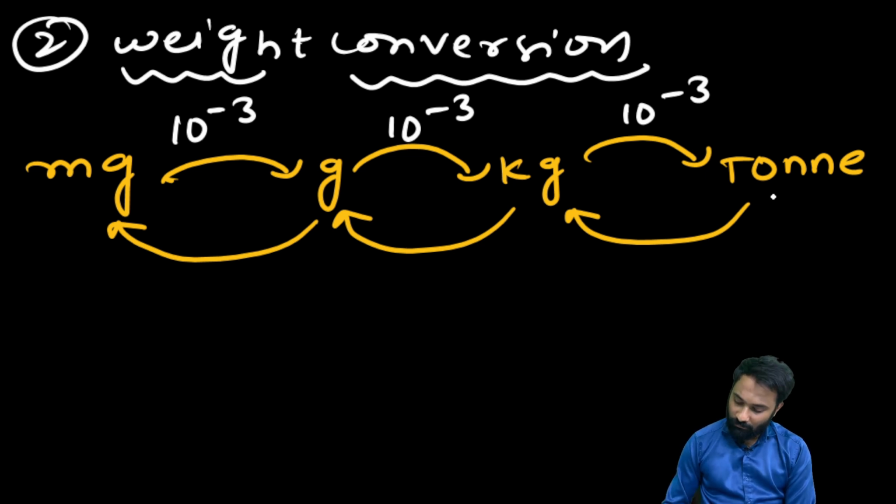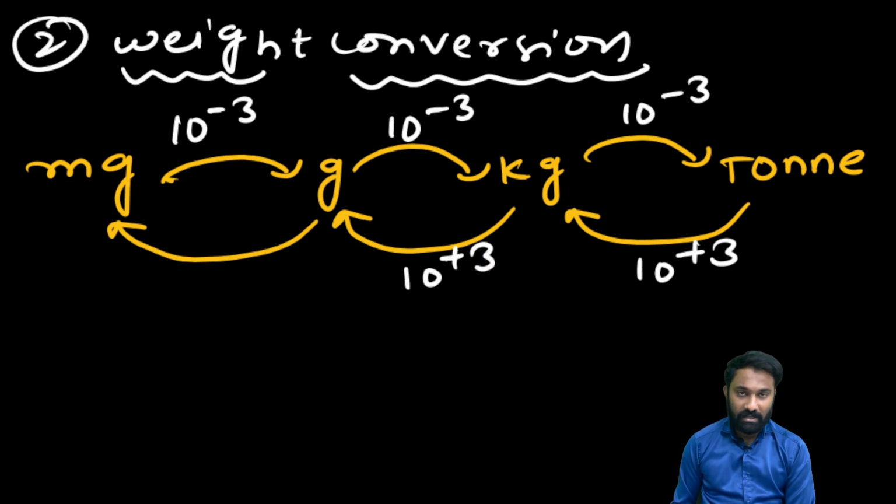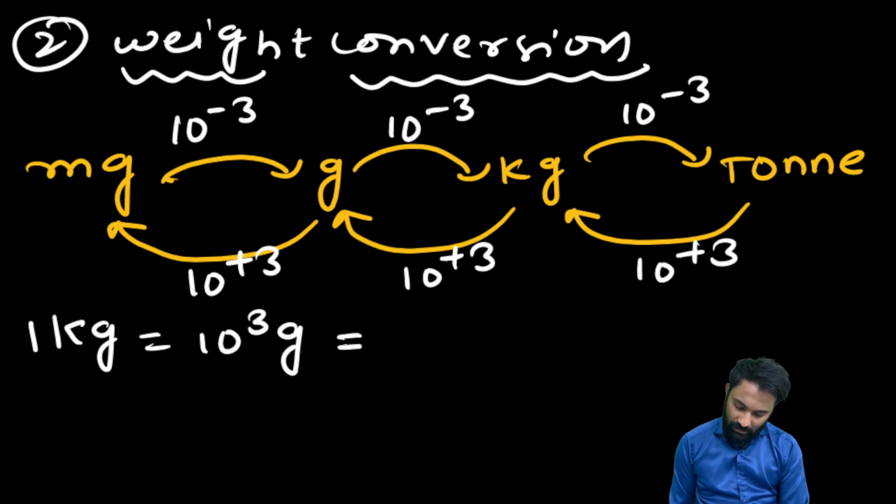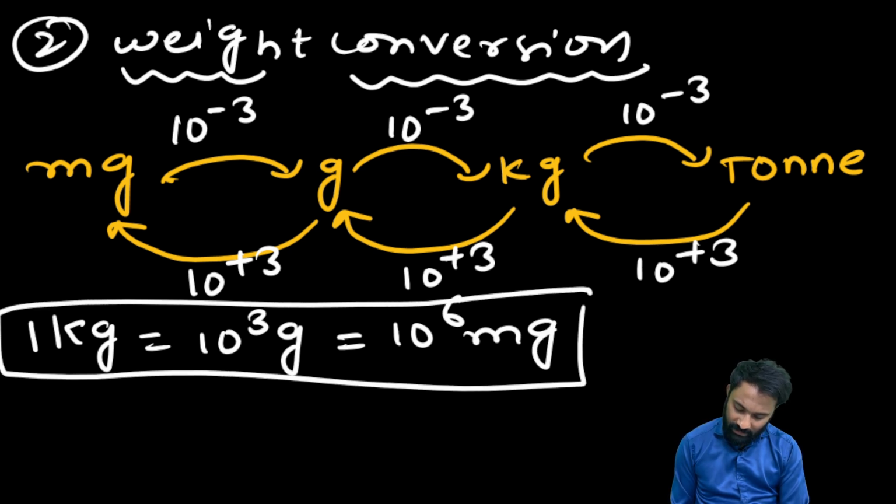If you come from the ton to kg, then it will become 10 to the power plus 3. Clear? Now kg to gram, 10 to the power plus 3 gram. Then gram to milligram, 10 to the power plus 3 milligram. So I can say that 1 kg will be equal to 10 to the power 3 grams, or equal to 10 to the power plus 6 milligrams. This I can say, right?